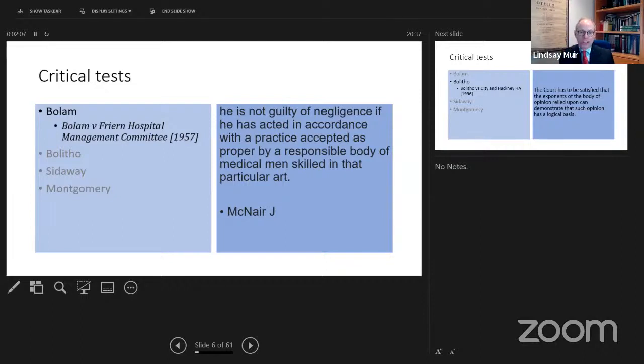So this sort of standard that's applied in the UK is that no orthopedic surgeon or hand surgeon exercising a reasonable standard of care would have done this or that, or omitted to do this, or not spotted that, or operated or not operated. So it's no reasonable body of orthopedic surgeons.